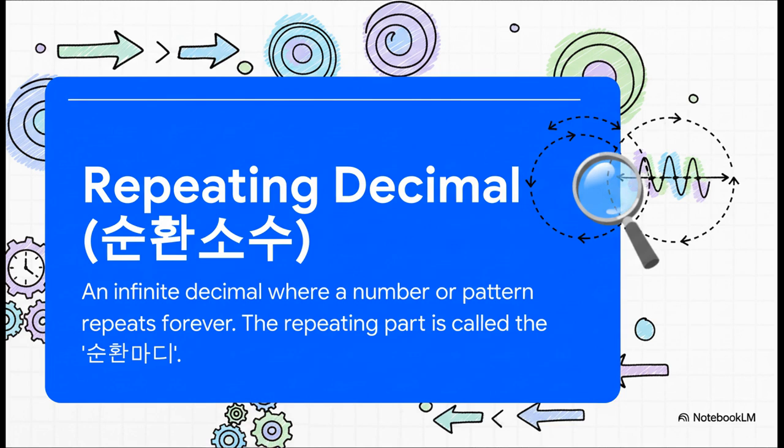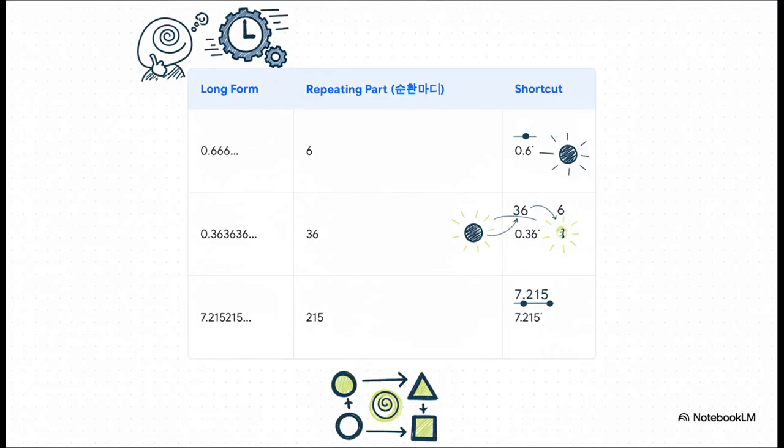Okay, so what is a repeating decimal officially? Well, it's an infinite decimal where a number or even a whole group of numbers repeats over and over and over again. And that part that keeps repeating, it's got a name, the repeating part. So for 0.666 repeating, the repeating part is just 6. It's the piece you see again and again. Pretty simple, huh?